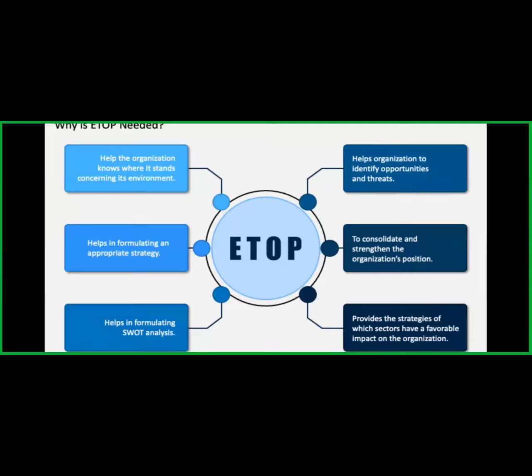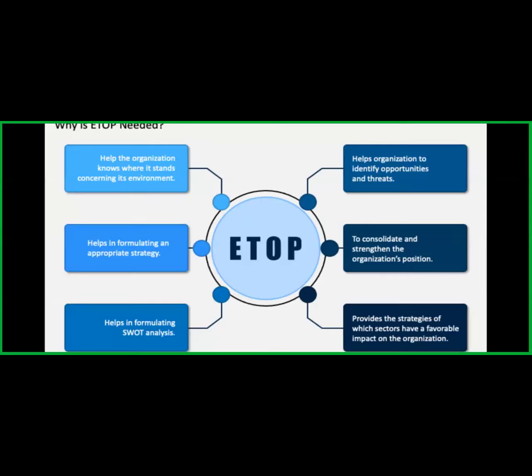With the help of ETOP analysis, the organization can come to know that if we accept the technology, then within the next 2 years, within the next 3 years, depending upon the results of the analysis, we will be at the third level, fourth level, first level, or second level.